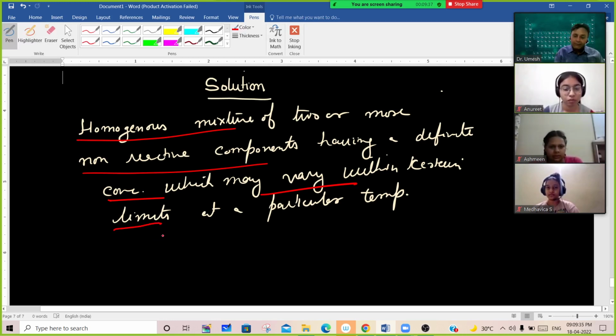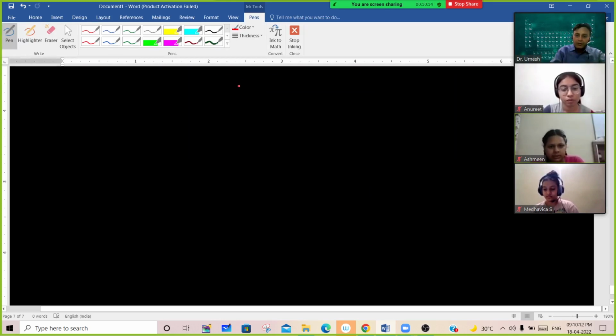What is the upper limit we can make a solution? Suppose I am adding sugar to water. How much sugar maximum can I add? Till its saturation point. Till it becomes saturated. So that is within certain limits at a particular temperature. Is that clear? Okay.